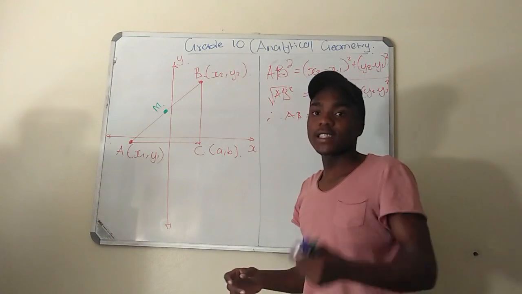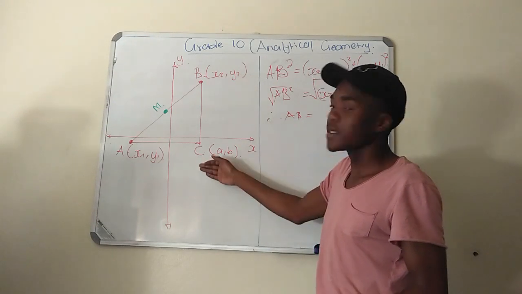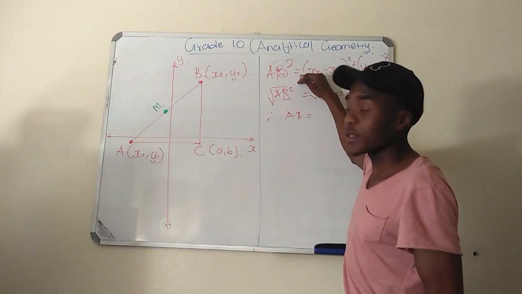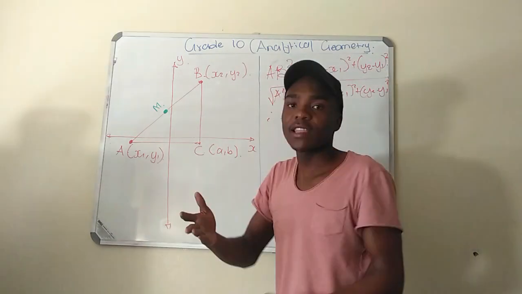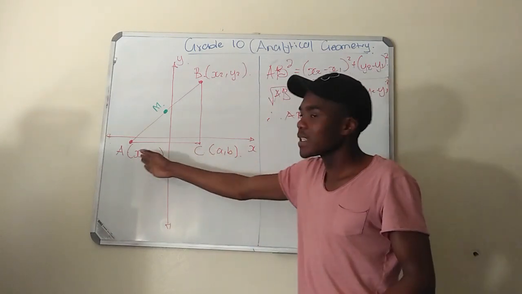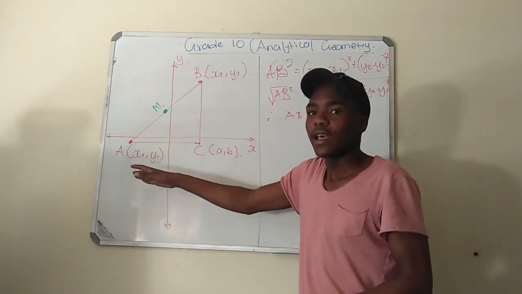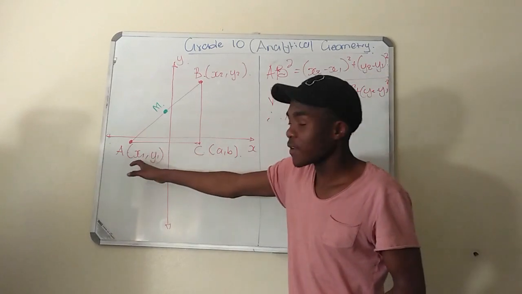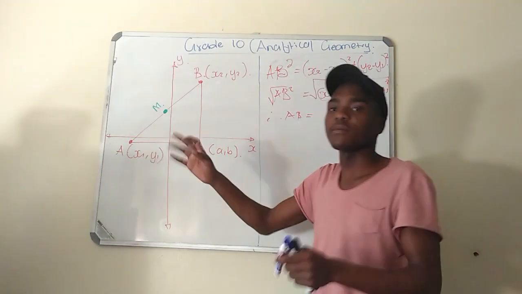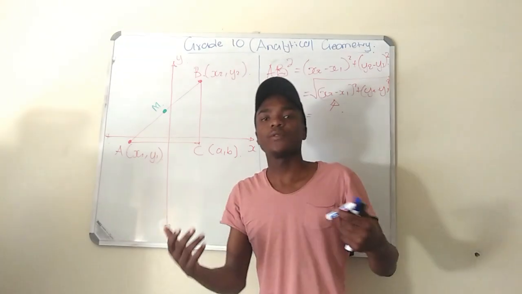If we find the distance between B and C, it's still going to be BC squared is equal to, and you plug in your values. Again, for the distance between A and C, it's still going to be the x value of this one minus the x value of this one in brackets squared, plus the y value of this one minus the y value of this one in brackets squared. That's how we find the distance or the length between 2 points.